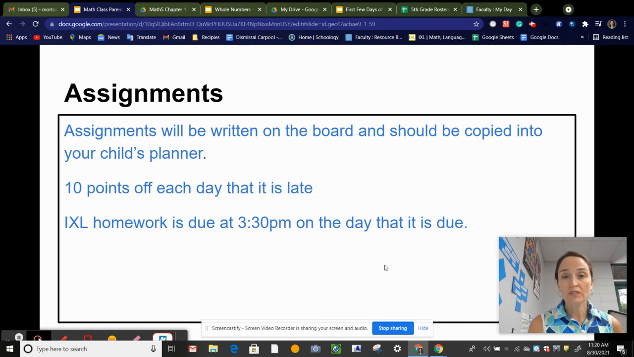When the children get their agendas, they'll be able to write down their assignments and keep them there as well. We count off 10 points each day that an assignment is late. That's a policy across the board in fifth grade. And when we do start our IXL, that is something that will be due at 3:30 on the day that it is due. So it's due at the end of the day, on whatever day it is due.